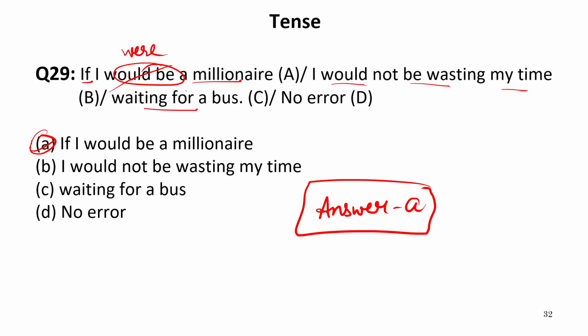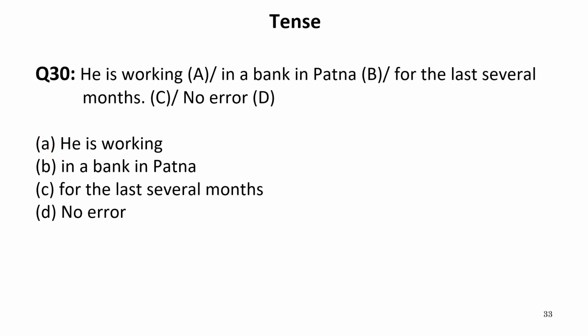So this will be the correct sentence. Now let us move to the next one. He is working in a bank in Patna for the last several months. Again, some action is going on, which is going on from a particular time in the past and is still going on. The time is given to us. So the sentence should be formed in present perfect continuous tense. Therefore, is should be replaced with has been, because he is a singular subject. Therefore, the correct sentence will be, he has been working in a bank in Patna for the last several months. So the error is in part A. So our answer is A.